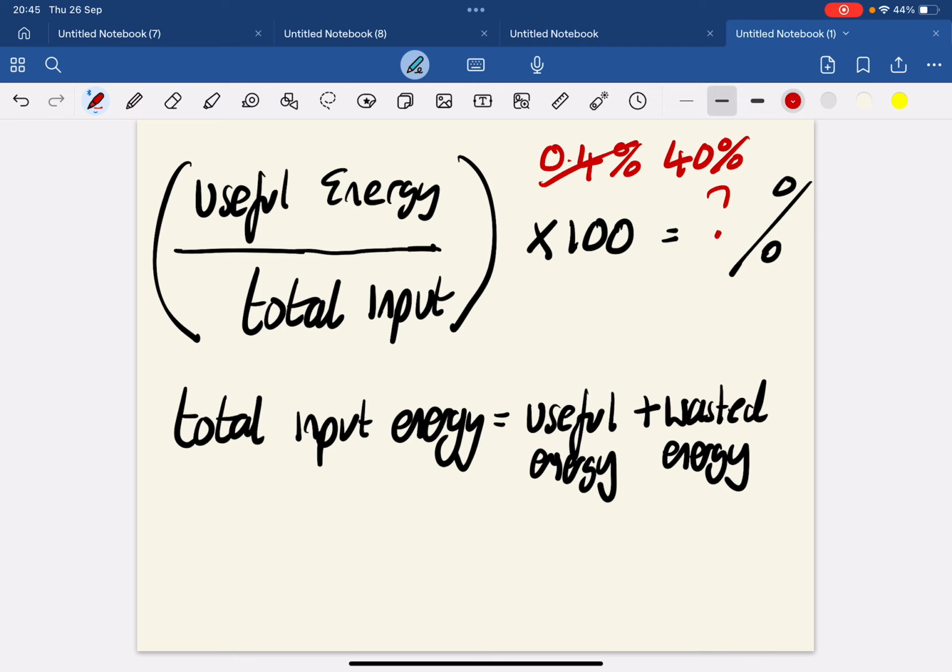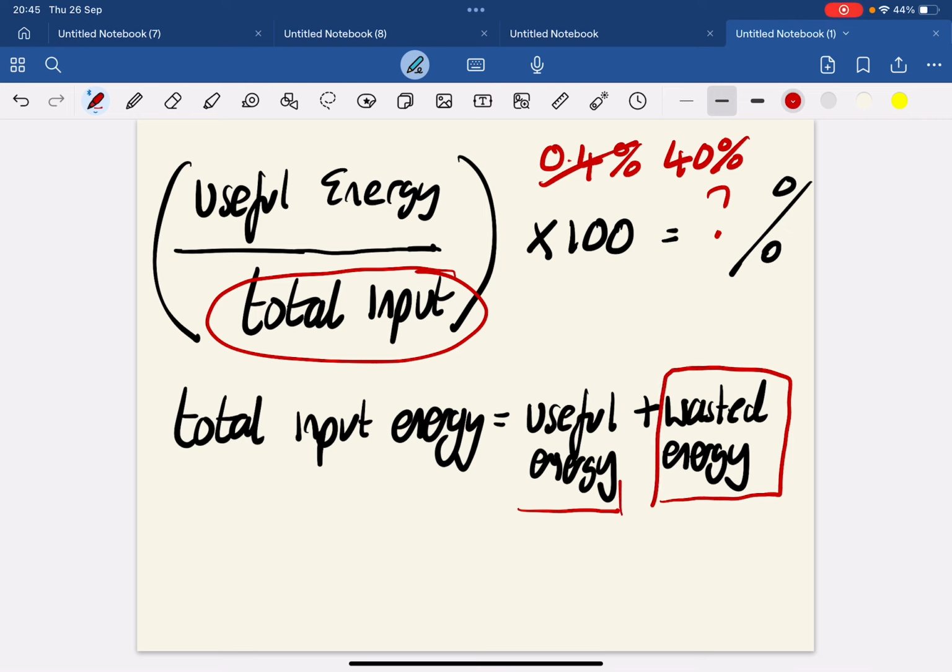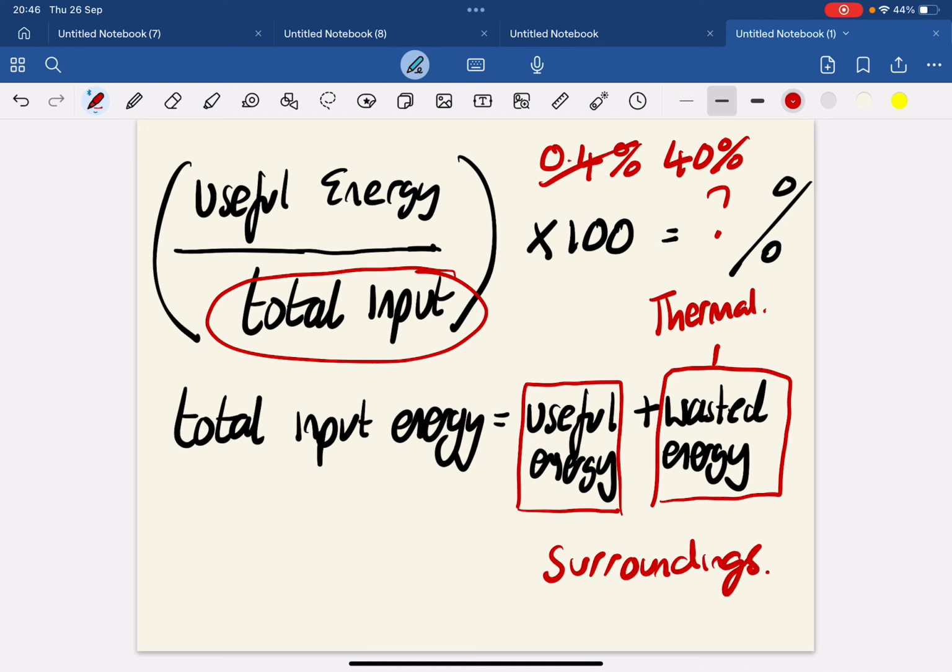So what is our total input energy? We can calculate that as well if we know our useful energy plus our wasted energy. So when we talked about the energy stores, we know that lots of waste energy normally comes in the form of thermal energy, and that's heat. Moving parts from friction generates heat, and that is wasted, and that's transferred to the surroundings. That is another key phrase. But it's this calculation we want to focus on today.